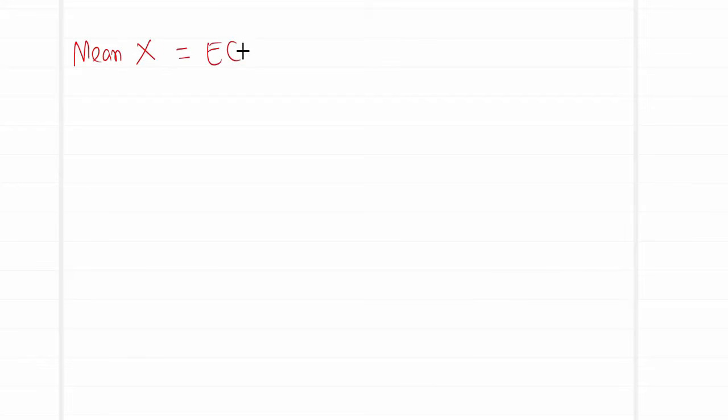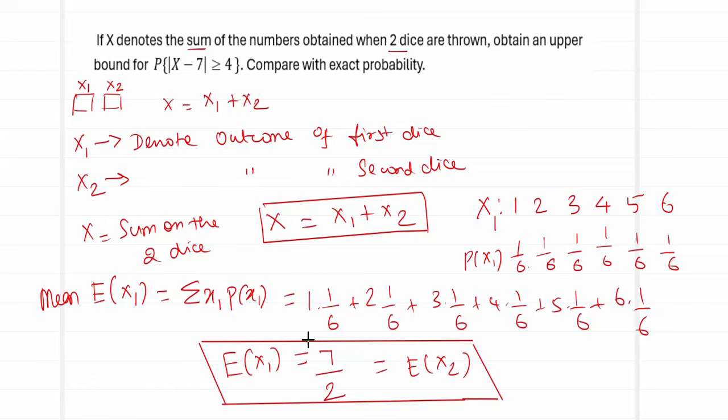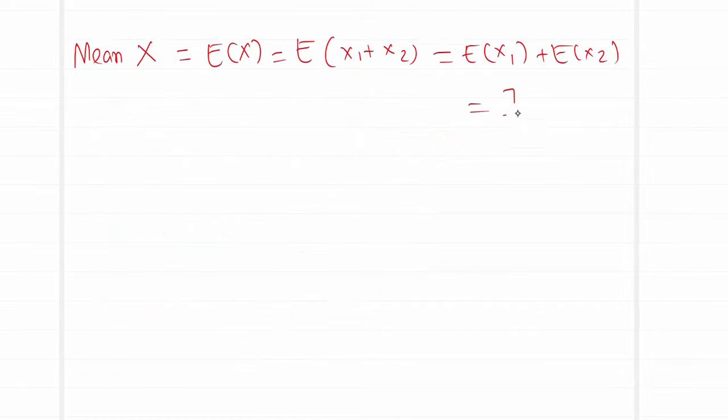So, I need E of x. How to get E of x? It is E of x1 plus x2. I can split and write this as E of x1 plus E of x2. What was E of x1 obtained as? E of x1 was obtained as 7 by 2. So it is 7 by 2 plus 7 by 2. So the total value is going to be 7. So I have mu equal to 7.